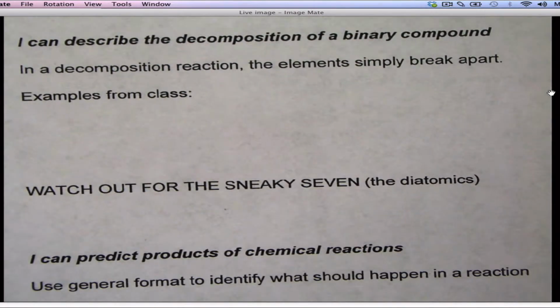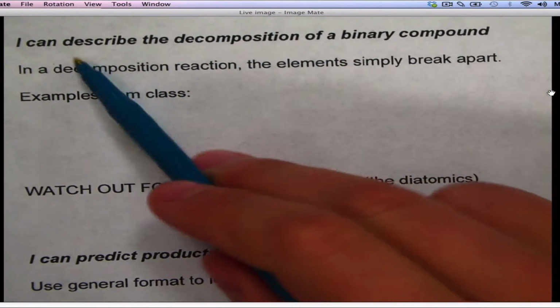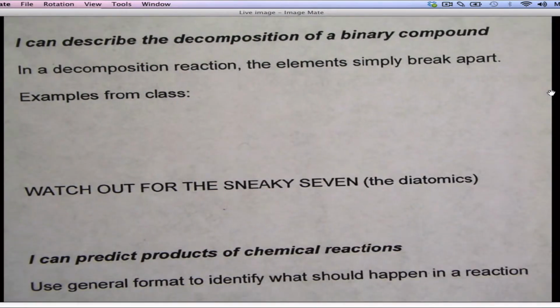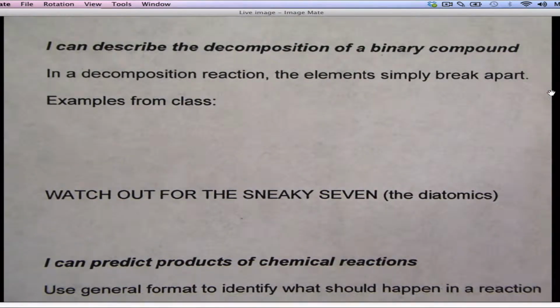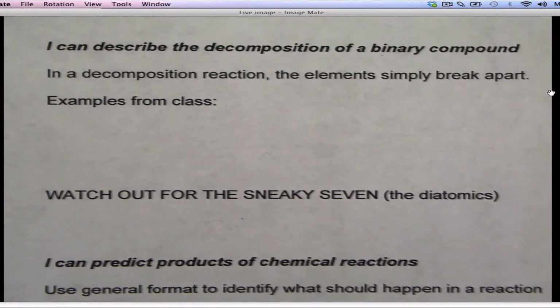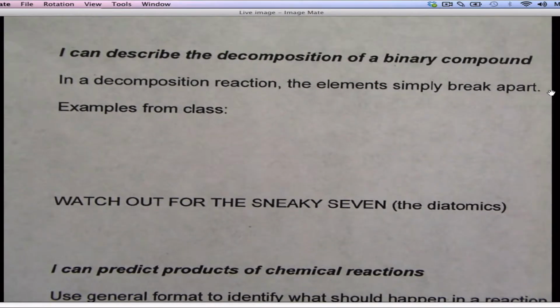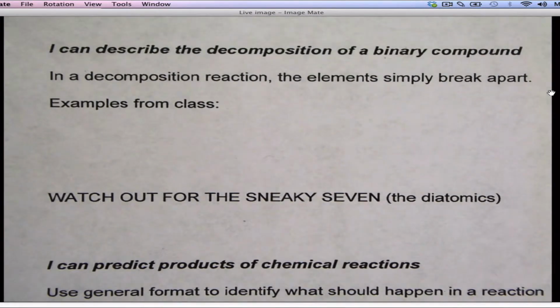So here's our first one we're going to talk about. It says, I can describe the decomposition of a binary compound. All right, so decomposition. Binary means it's composed of 2. Okay, so this could be any example that you could think of. So let's throw down an example here.